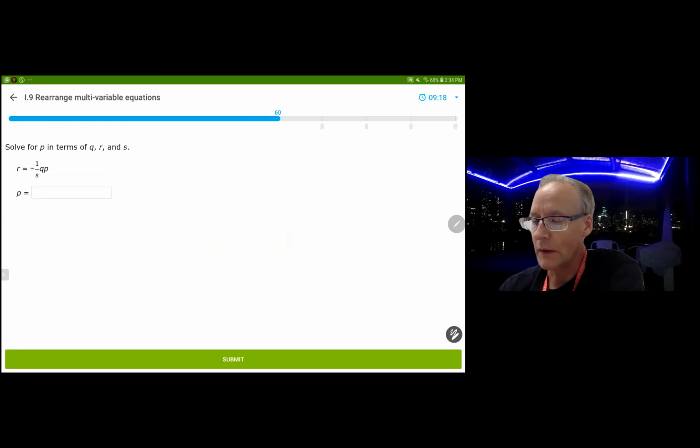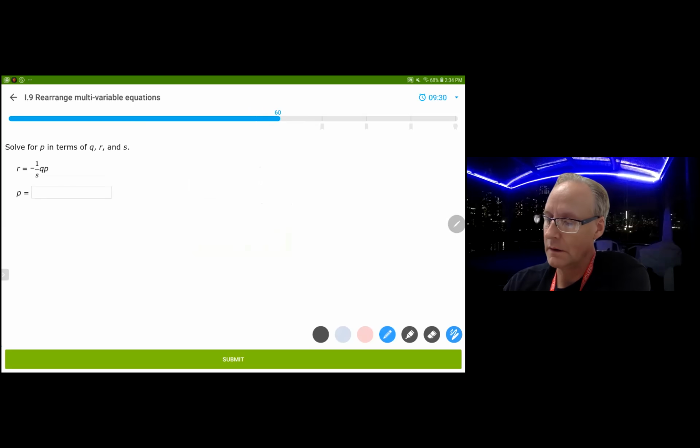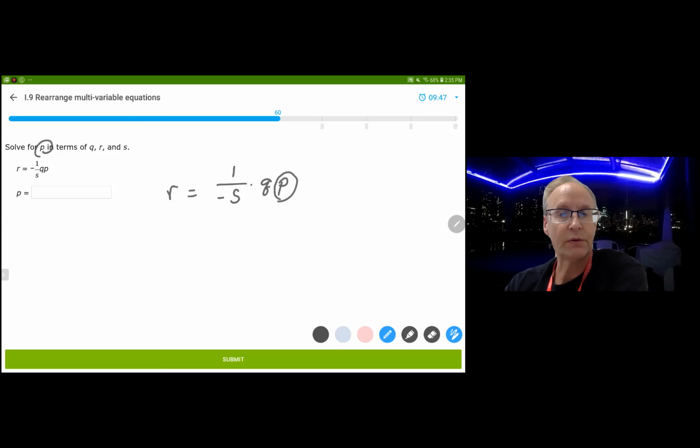And, ooh, I like this one, but watch out for that negative. Again, I'm going to put the negative with the S. It just makes my life easier. So I'm going to rewrite this as R equals 1 over negative S. And the QP could really be written up here, but I'm just going to go ahead and put it out here where they had it. So it looks similar. I want to solve for P. So I want to get the P by itself. There's a couple of things I need to do. First of all, I'm going to multiply both sides by negative S.